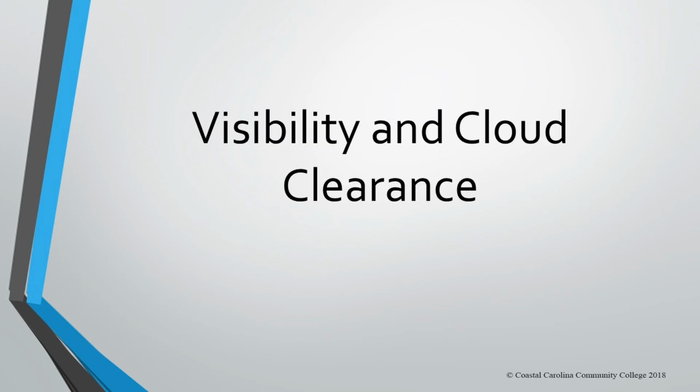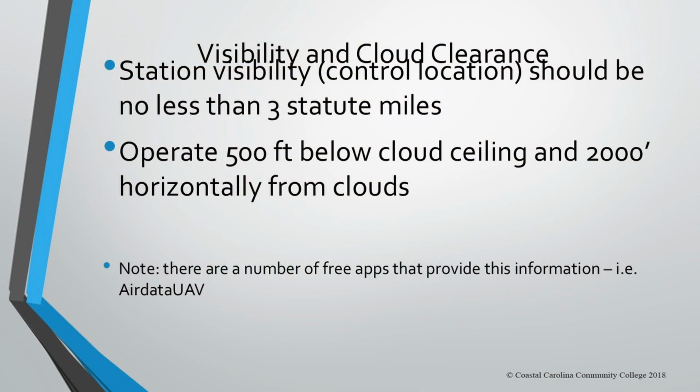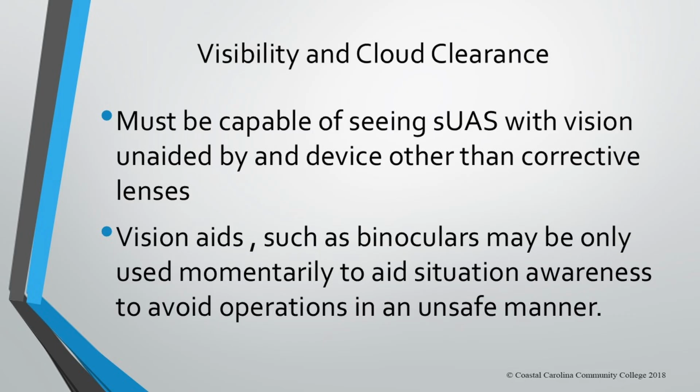There are weather requirements. Visibility at your control station should be no less than 3 statute miles. You must operate 500 feet below cloud ceiling and 2,000 feet horizontally from clouds. Now, a lot of the drone apps will give you that information in real time. Okay, this is called VLOS, visual line of sight.